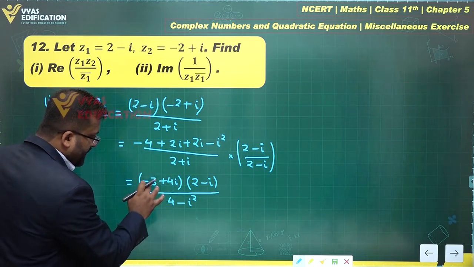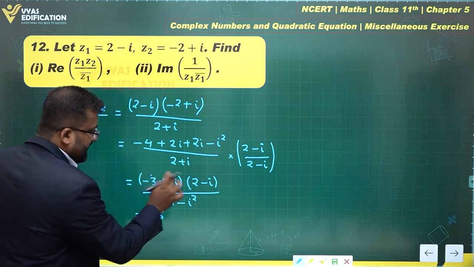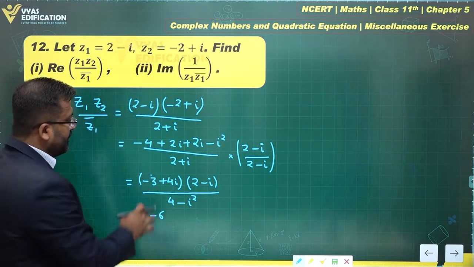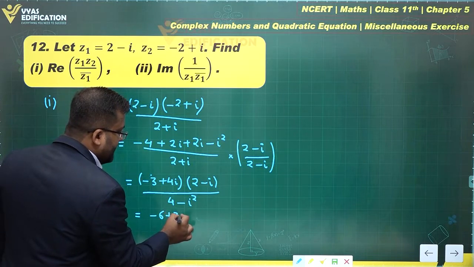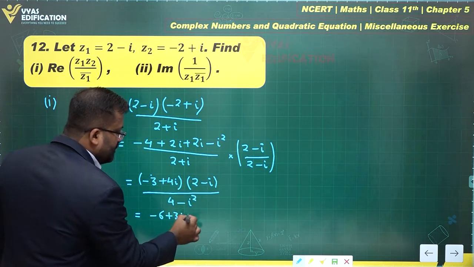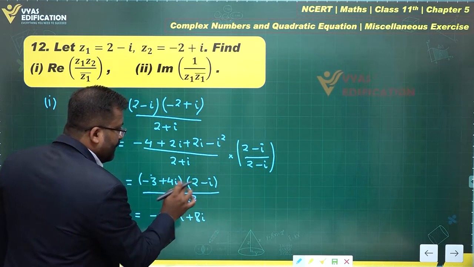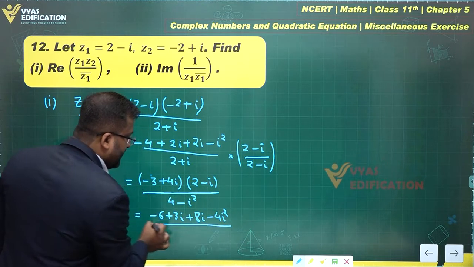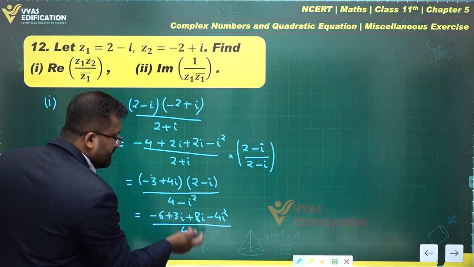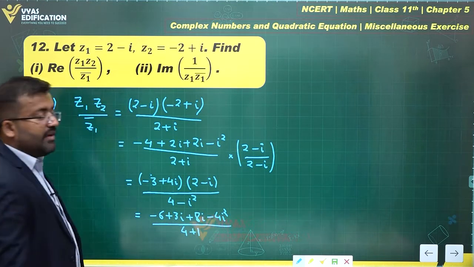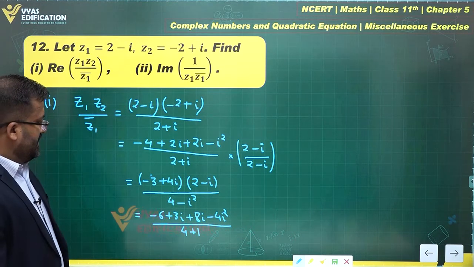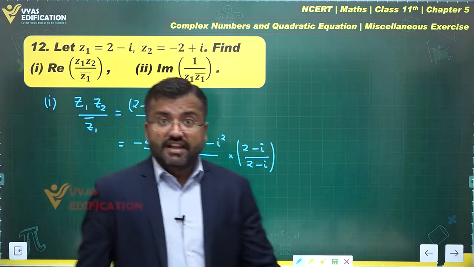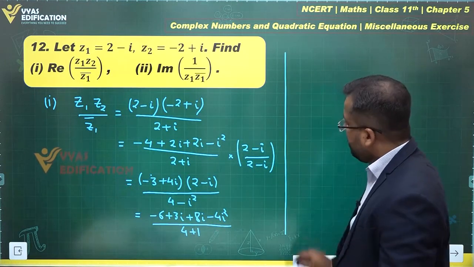By multiplying the numerator, what you get is minus 6. This minus 3 times 2 is minus 6. Minus 3 times minus i is plus 3i. 4i times 2 is 8i. And 4i times minus i is minus 4i square in the numerator. In the denominator, i square is simply minus 1. So this becomes 4 plus 1 over here. Let's continue further and simplify it more.